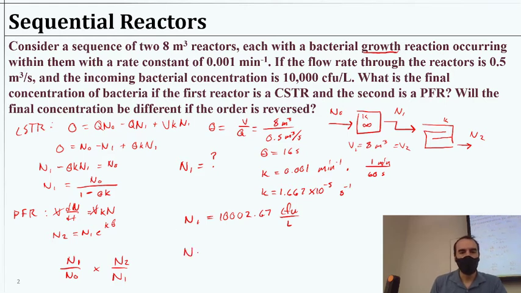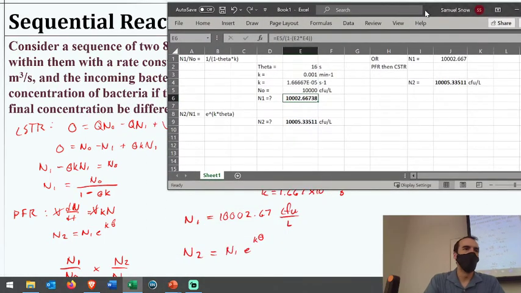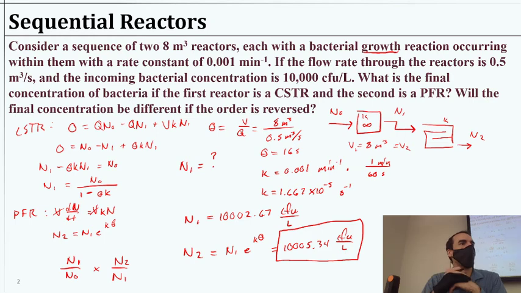All right, so that was N1. Now, N2, we know, is going to be equal to that N1 times e to the k times theta. So that's fairly simple. We already have k and theta now because they're the same reaction, same size reactor, even though it's a different shape. And so we just put in those numbers here and we get another increase of three more bacteria, essentially. So that would be our final answer then, here. And then we can compare to quantitatively answer the last question or prove it to ourselves.